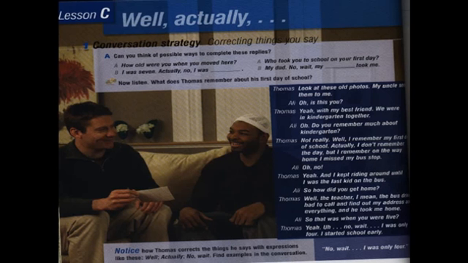Okay. Sentence number 5. I played the piano until I was 10. أنا كنت أعزف على البيانو حتى سن 10. What's the correction? Actually, no. I was 11 when I quit. في الحقيقة لا، كان عمري 11 سنة عندما تركت العزف على البيانو.